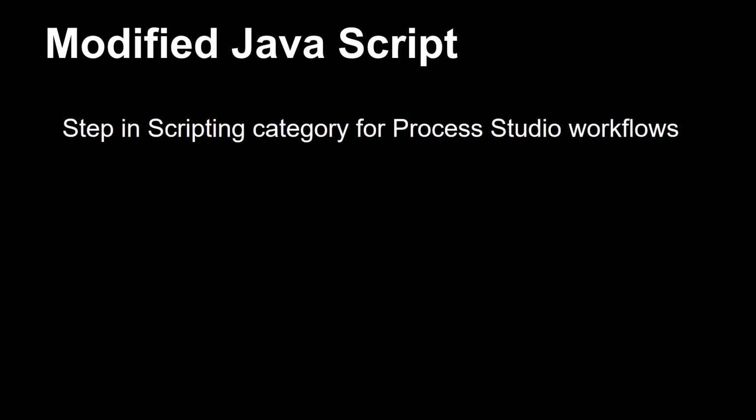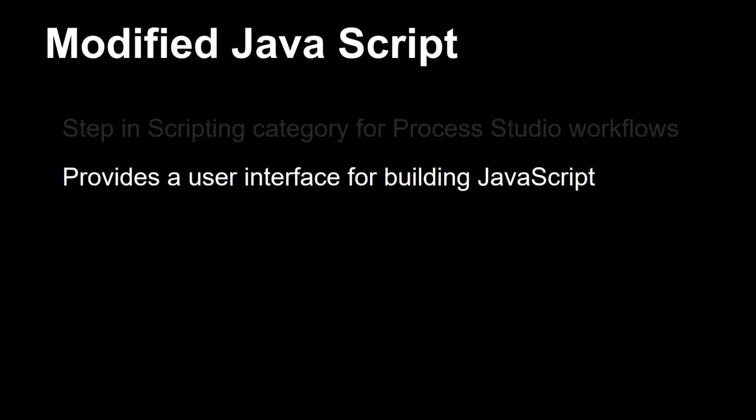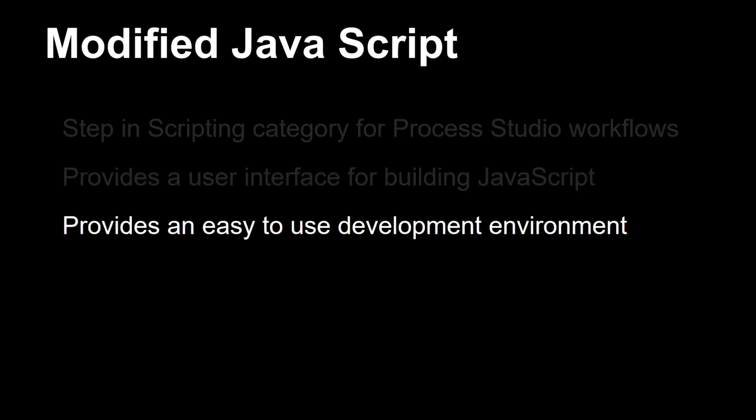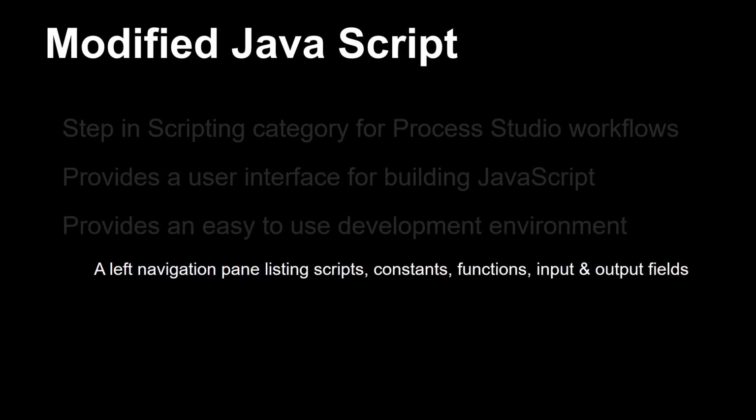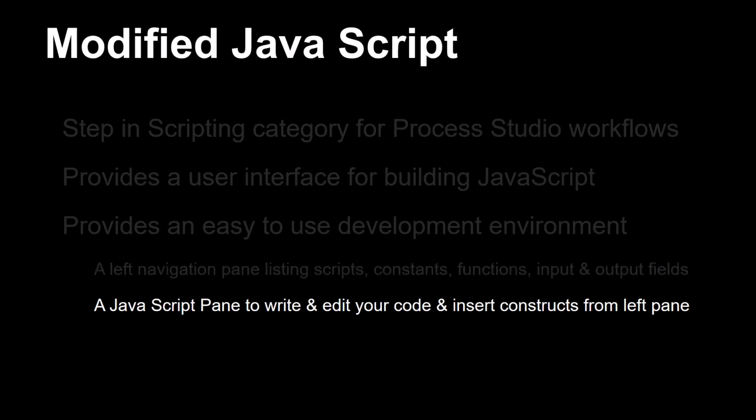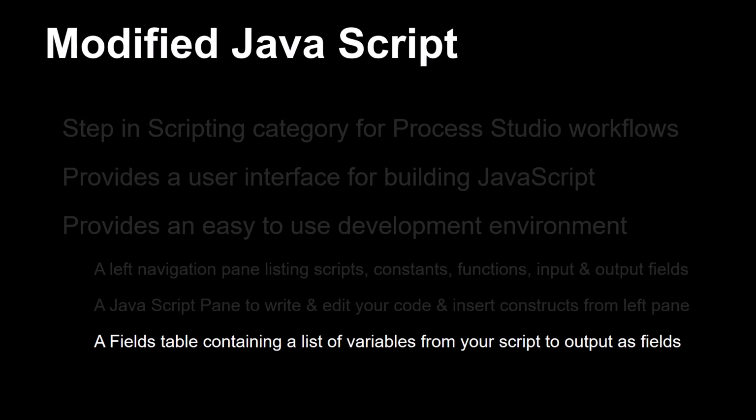It is a step in the scripting category for Process Studio workflows. The modified JavaScript step provides a user interface for building JavaScript code or expressions. It provides an easy-to-use development environment. It contains a left navigation pane listing scripts, constants, functions, input and output fields. A JavaScript pane to write and edit your code and insert constructs from the left pane. A fields table containing a list of variables from your script to output as fields.